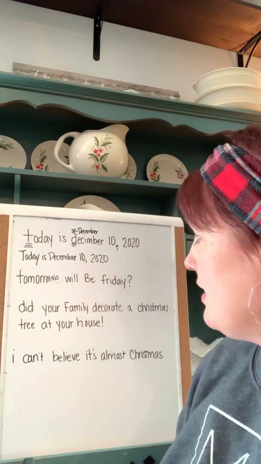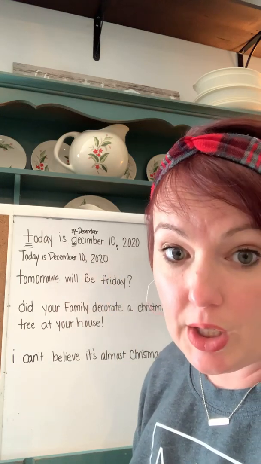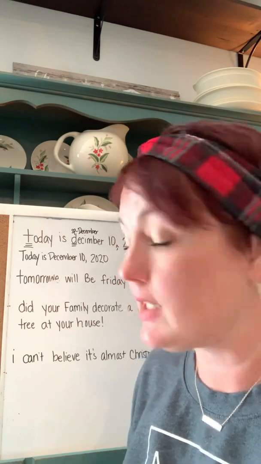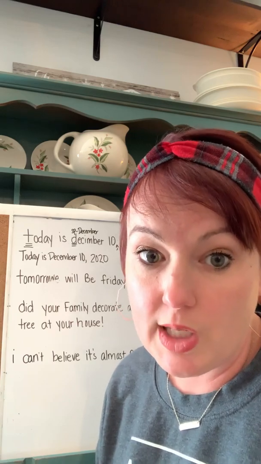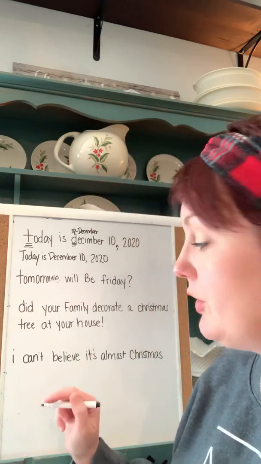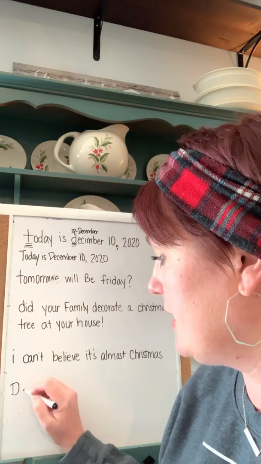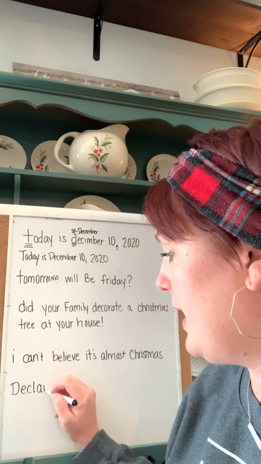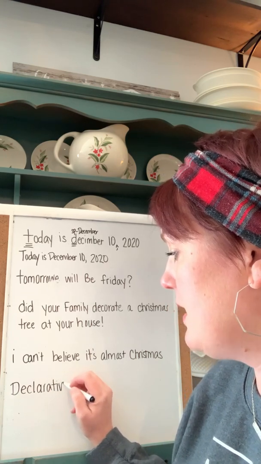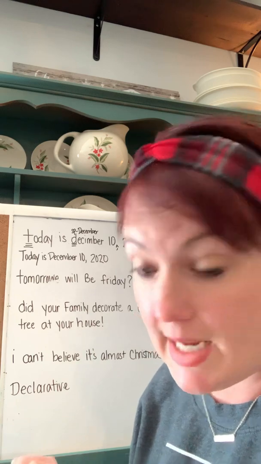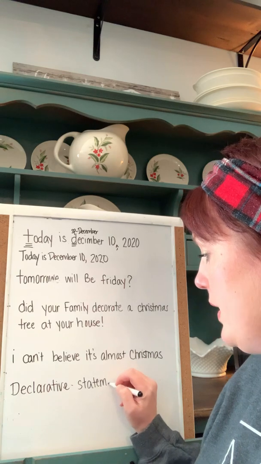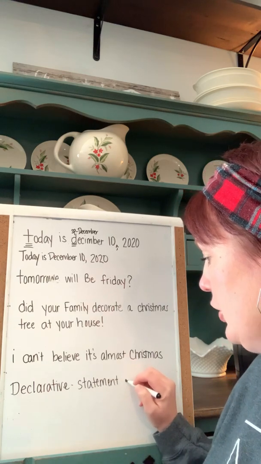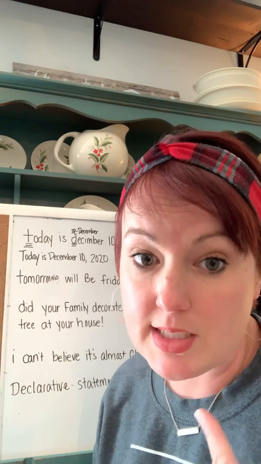2020, and then we need to put an end mark, which means we need to know what kind of sentence this is. Today is December 10th, 2020. So we know that we've learned 4 types of sentences. We have learned declarative, and remember, a declarative sentence makes a statement. That's a statement sentence, and it always ends with a period. So that was the first type of sentence that we learned.